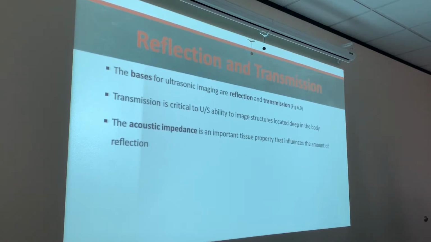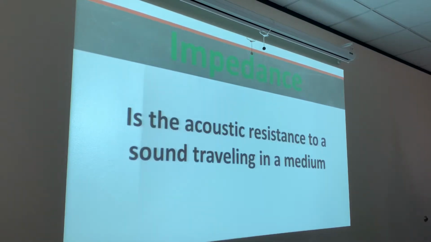Acoustic impedance is an important tissue property that influences the amount of reflection. Impedance simply means the acoustic resistance to sound traveling in the medium. Think about it: if you're impeding something, that means you're getting in the way of it. It's having a hard time getting through. It's like the traffic law, impeding the progress, meaning that you're stopping the flow of whatever's going on. So, impedance is the acoustic resistance to sound traveling in the medium.